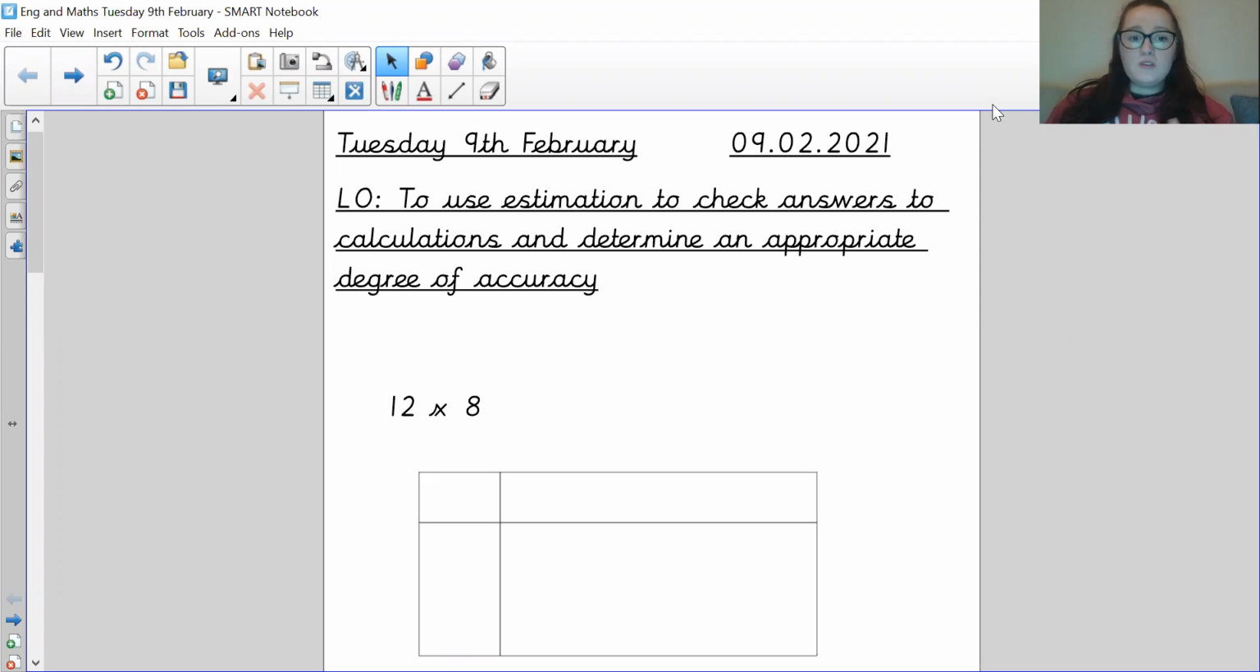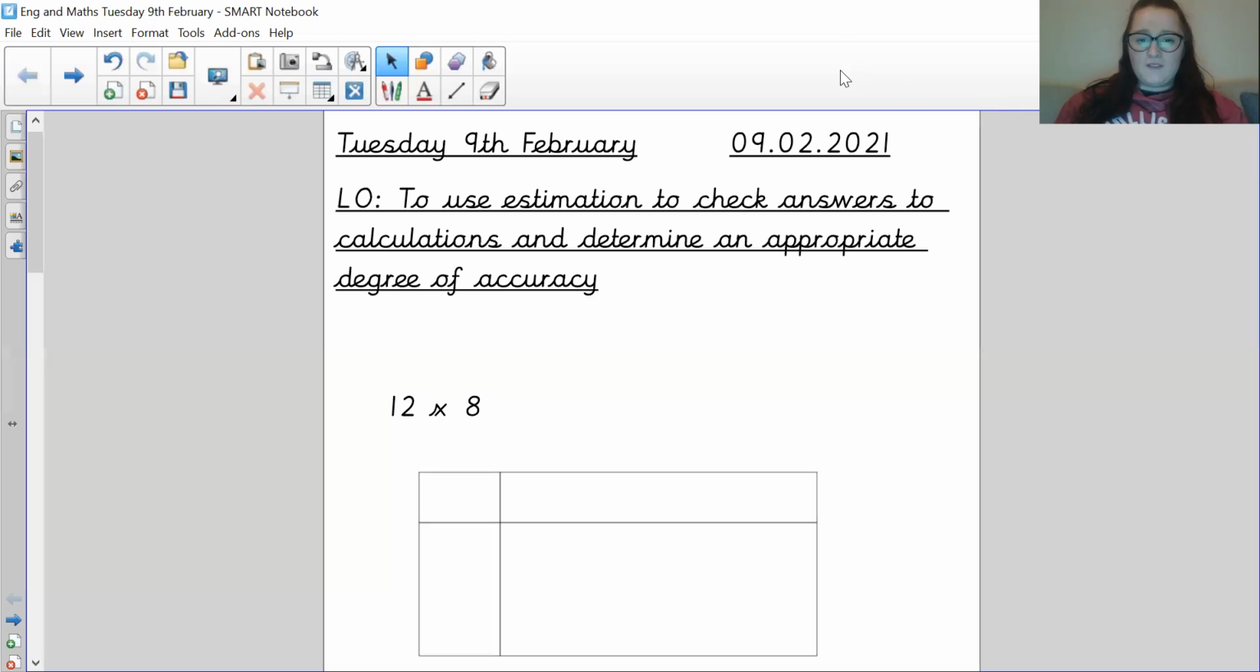09.02.2021. And what we're going to be doing today is we are going to be using estimation to check our answers to calculations and determine an appropriate degree of accuracy. Now, this sounds like we are going to be super mathematicians today. And it sounds a little bit tricky, but once I explain it, I am sure you will get it.